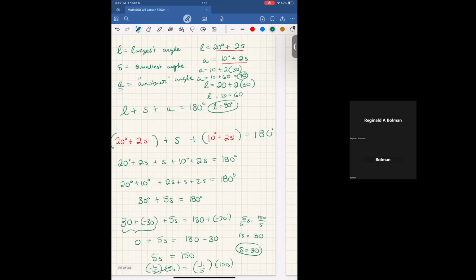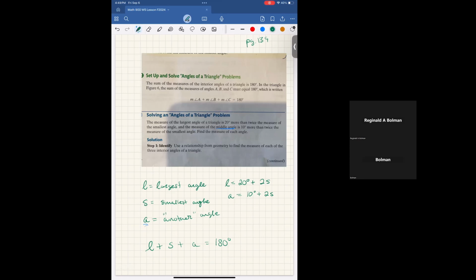Ultimately, guys, these word problems are going to be very, very similar to what you see here. There's really not that much of a difference between the various word problems.